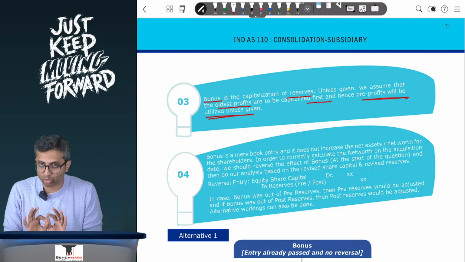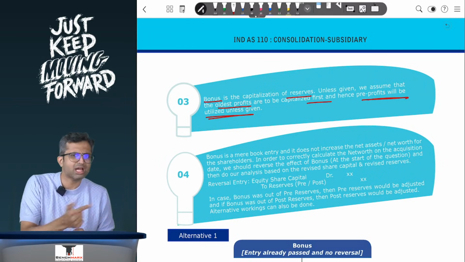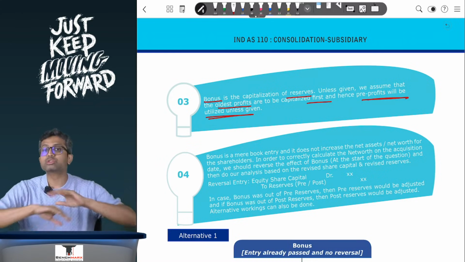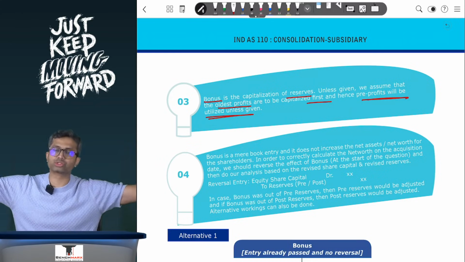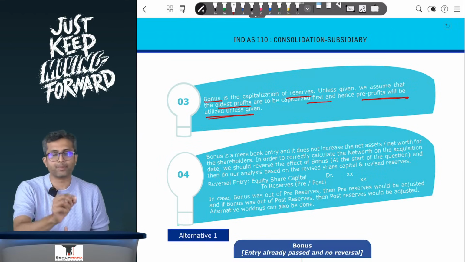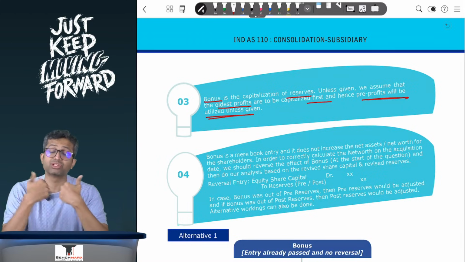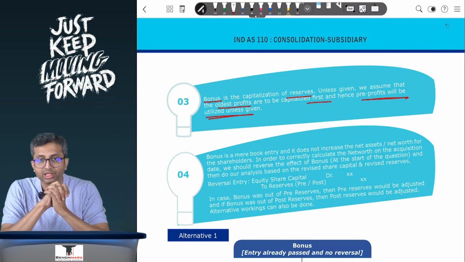If you are able to do that, that is, if the entry for bonus is passed and you reverse the entry for bonus, that's it. Then there is no further change. That means you have ignored the bonus altogether, and there will be no further change in the entire solution. You will just take the adjusted balance of the reserves and the adjusted balance of the share capital, and everything falls in place. In my opinion, that is a much easier and simpler way.